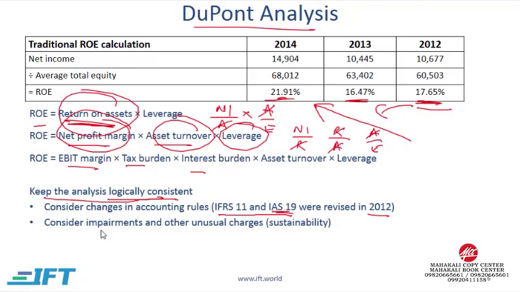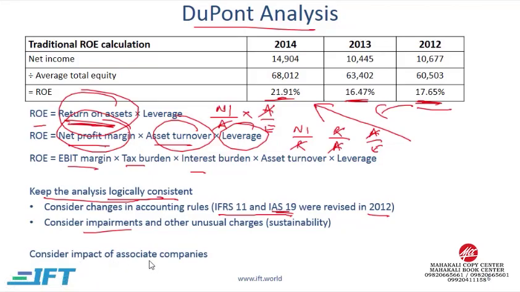Also, there might be impairments and other charges that are not sustainable. So we need to also evaluate those charges. We also need to consider the impact of associate companies.